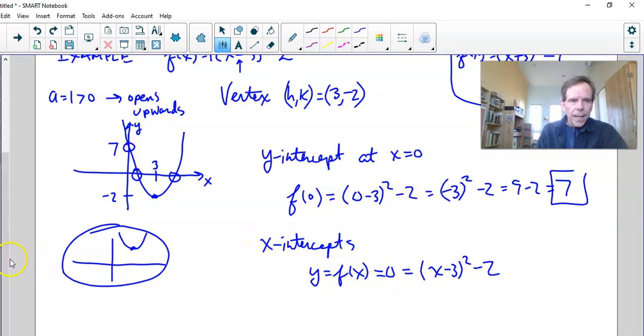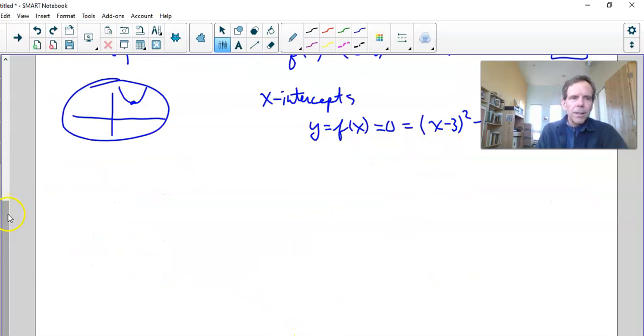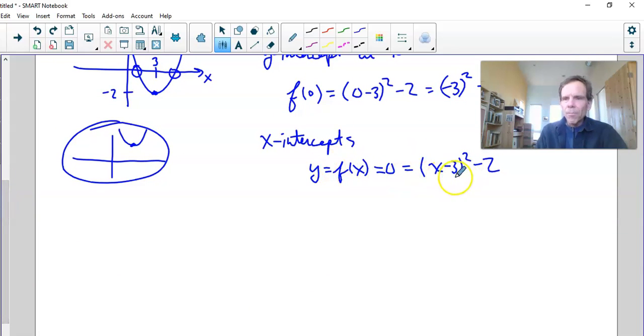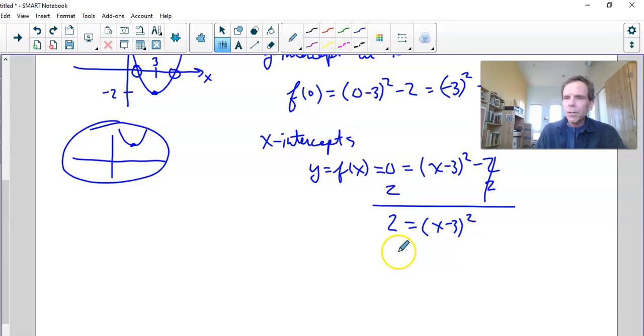Okay, so one thing that's really nice is if we're given this form, vertex form, it's as if the square is already completed for us, if you remember completing the square. So don't multiply out the right side and use the quadratic formula or something like that. Just use what you've got. Look what happens if we add 2 to both sides. Then we're left with 2 equals the quantity x minus 3 squared. And we can use the square root property immediately to get this.